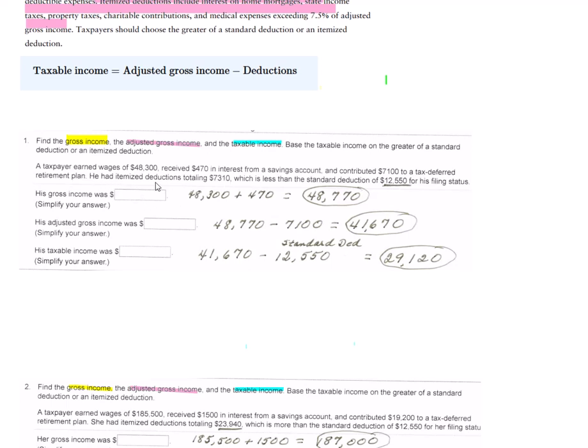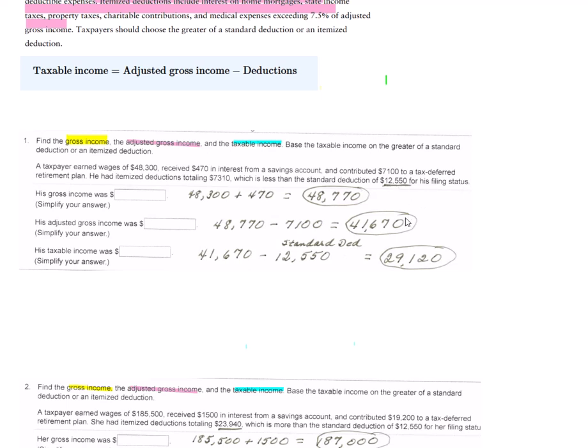He had itemized deductions totaling, now they didn't tell us where they came from in this question. They're just saying if he added up all of his itemized deductions, it would be $7,310, which is less than the standard deduction of $12,550 for his filing status. Now, it changes based on whether you are single or married or something called head of household. But this person was single.